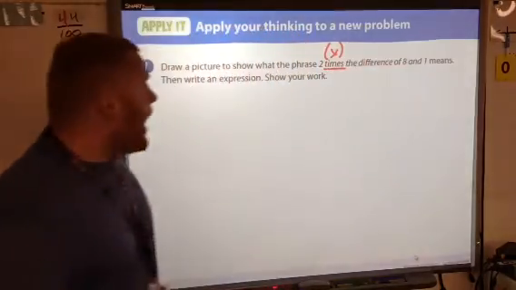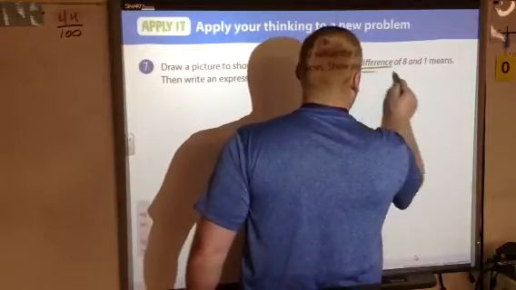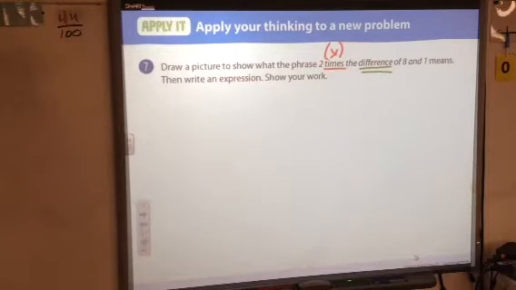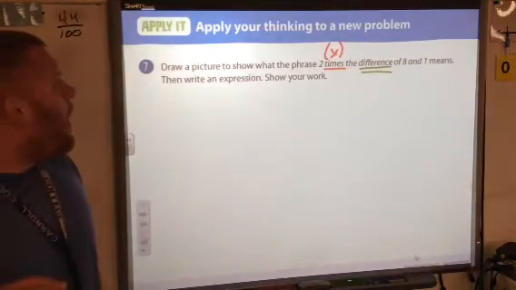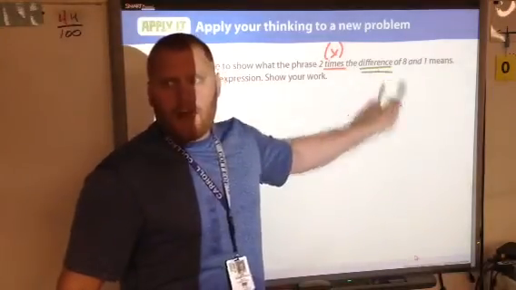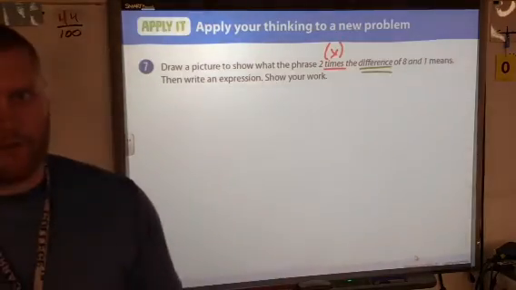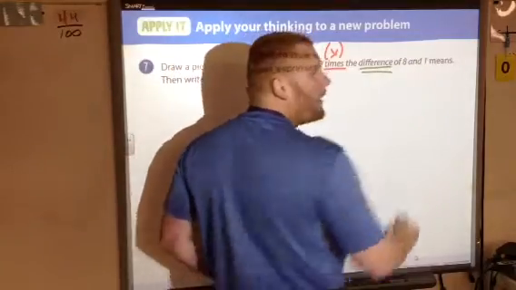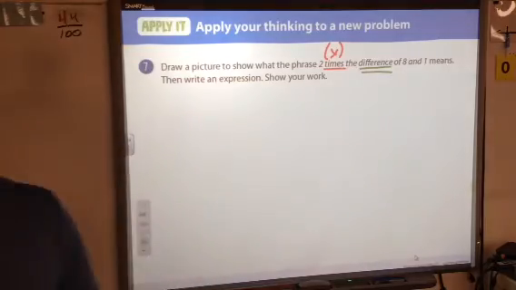Now the other big buzzword here is difference. You'll notice when I need to subtract, you hear those buzzwords: subtract, minus, subtracted, take away. Those indicate subtraction. But it says difference here, and difference is the buzzword I use for the result of subtraction. So I notice that it's the difference of 8 and 1. Remember what I said in our introduction. Difference indicates what?